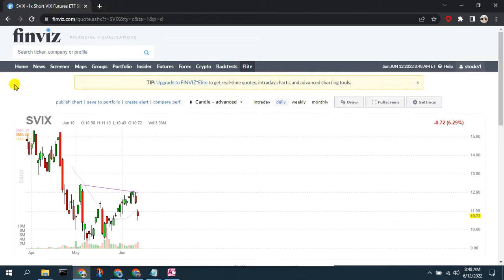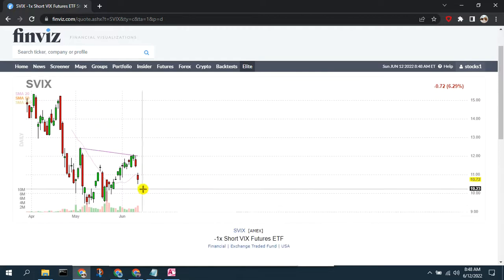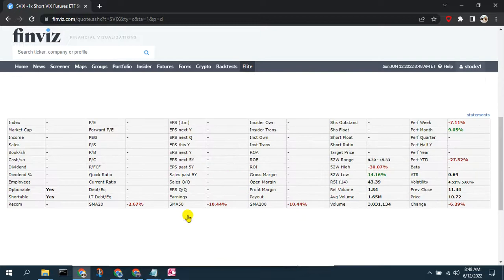Okay, let's look at the profile for SVIX, the -1x short VIX Futures ETF in FinViz. I'll put a direct link to this profile in FinViz in the description box below. We can see SVIX has not been around very long, only since March of 2022, so we don't have a lot of chart history to look at, and a lot of the metrics are not calculable because it is so new. It does show that it is optionable and shortable. We have a 52-week range so far of about $9 to $15 or so.